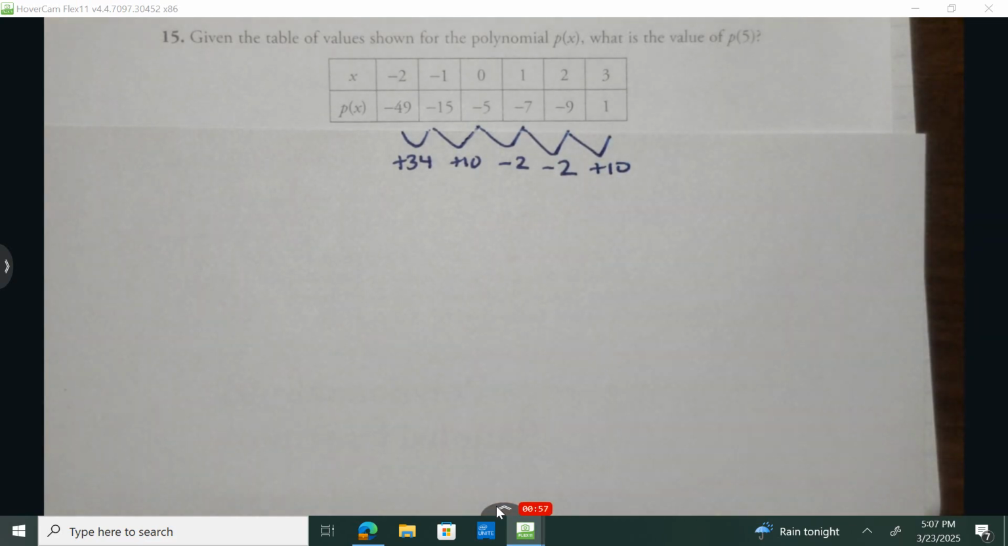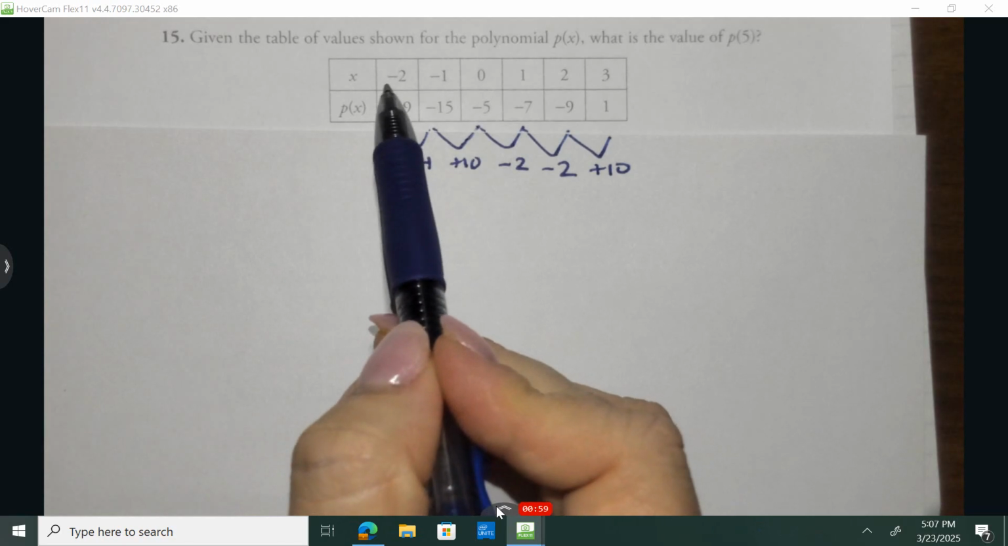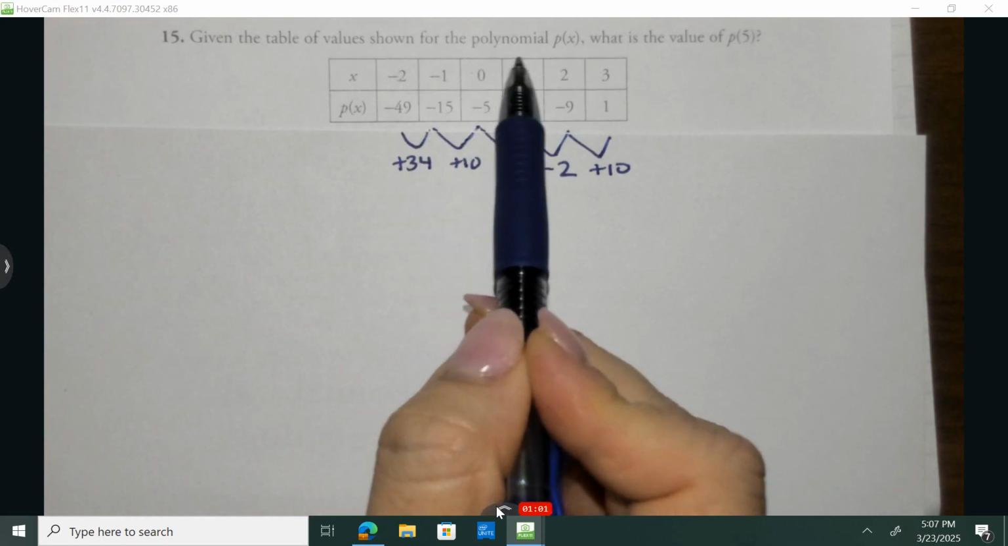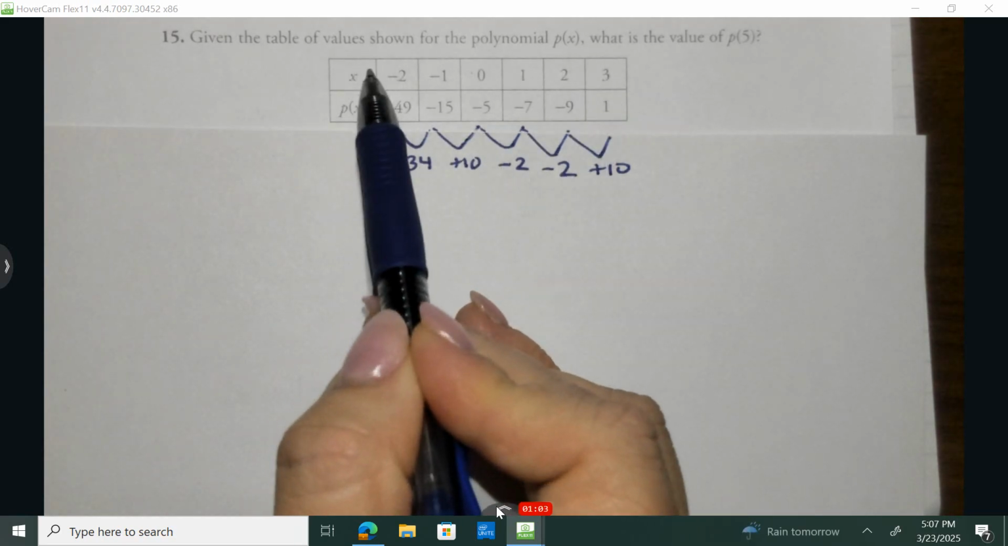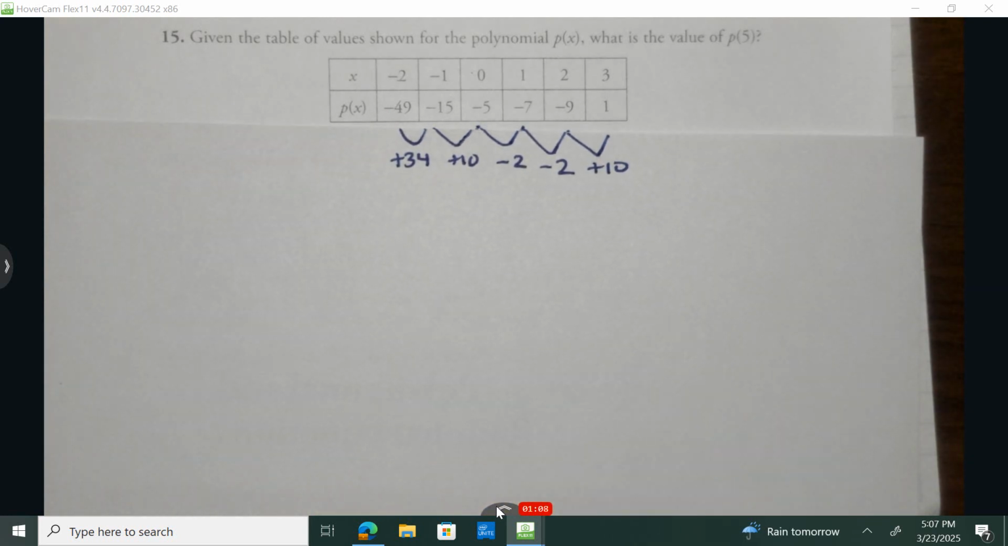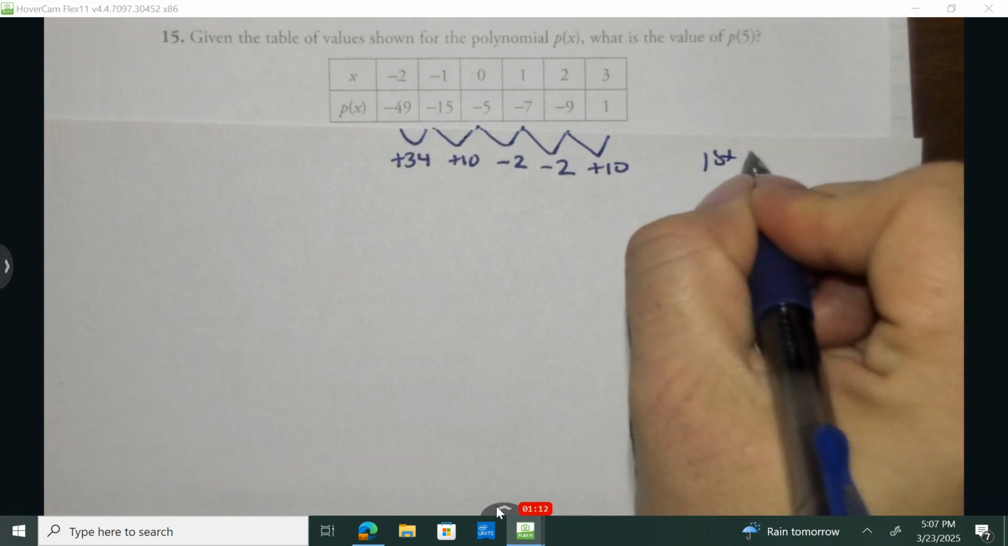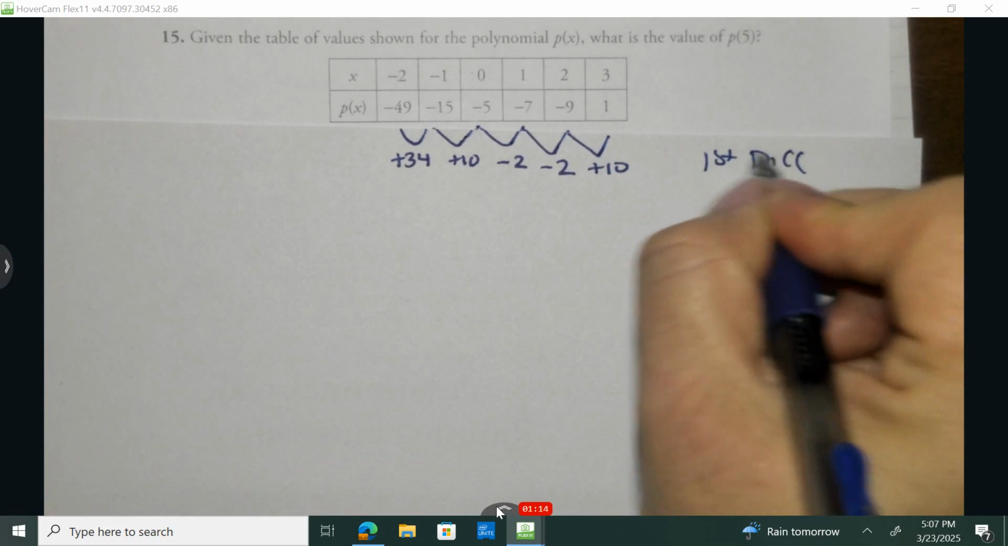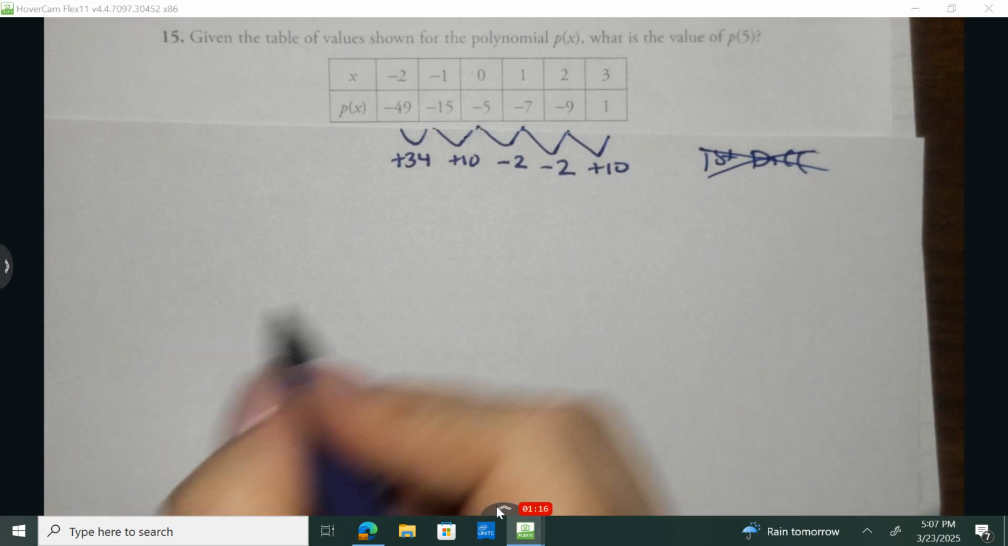By the way, in order for you to do this, these have to be equal intervals for x values in order for you to compare the y values of a function. So when I compare, none of this is the same. So I know the first difference is out. So it's definitely not going to be linear. Let's try the second difference.